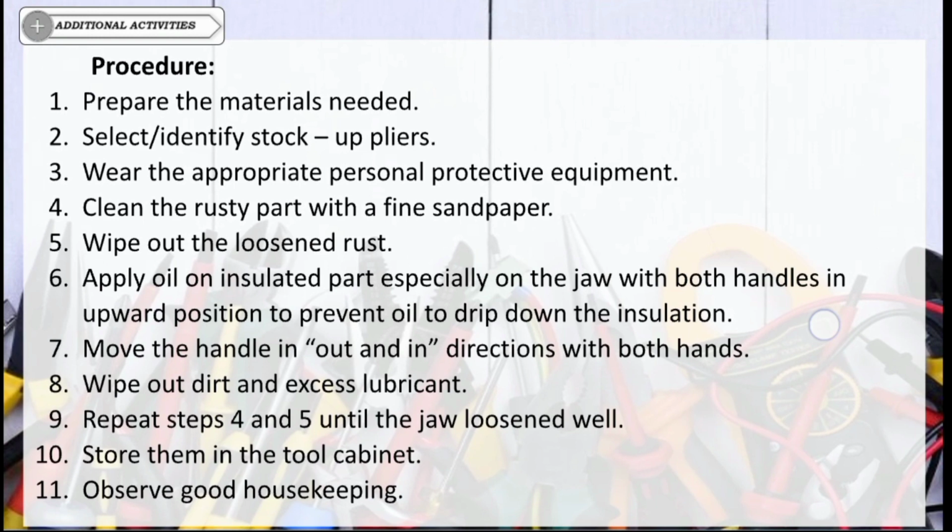So, kailangan nating linisan yung mga tumagas na oil para hindi na siya kumalat sa iba pang part ng ating pliers. So, punasan natin siya ng tuyong basahan. Number 9, repeat the step 4 and 5 until the jaw loosens well. So, kung hindi pa ganun ka-loose yung jaw ng ating pliers, pwede nating ulitin ang number 4 and number 5 na process. And then number 10, store them in a tool cabinet. So, kung tapos na natin silang linisan, kailangan itabi na natin sila. Pwede natin silang ilagay sa mga toolbox natin or sa isang location na kung saan safe sila mailalagay.